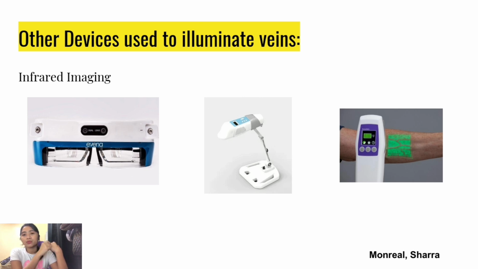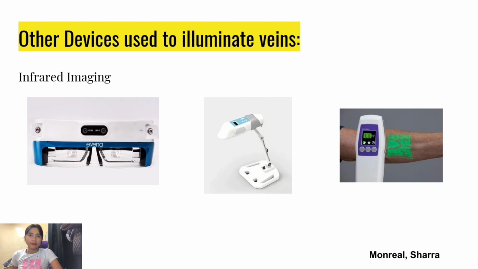So this image produces a roadmap of where the veins and arteries are, and this gives the phlebotomist an image kung saan niya dapat ipo-point yung needle when performing a venipuncture. So these are the examples of the infrared imaging. We have the glasses worn by the phlebotomist. We also have the freestanding device and the AccuVein.